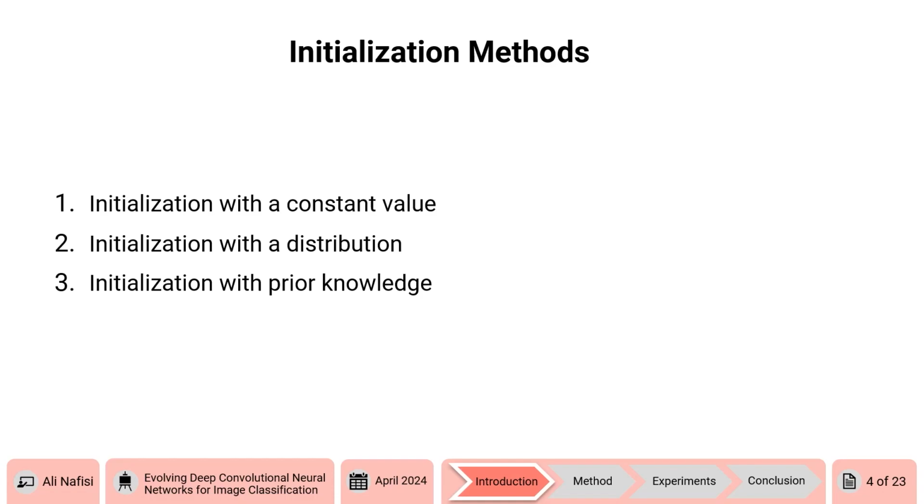And the third category is initialization methods with prior knowledge, like Xavier initialization. This kind of method also has its own problems. So at the end of the paper, in the results part, we compare this paper's initialization method with the Xavier initialization method, which is part of the third category.